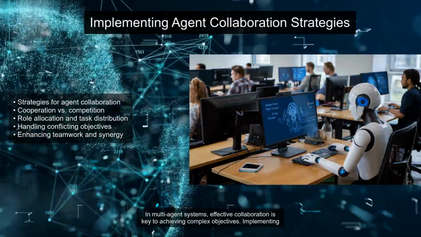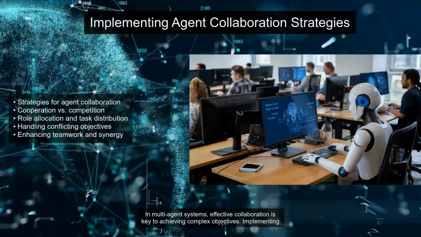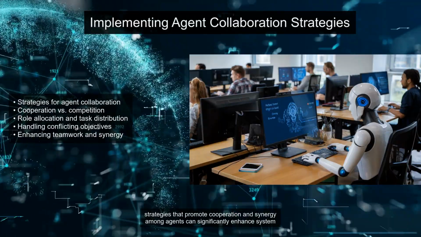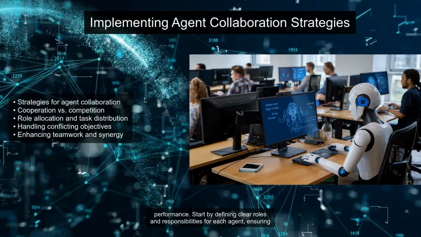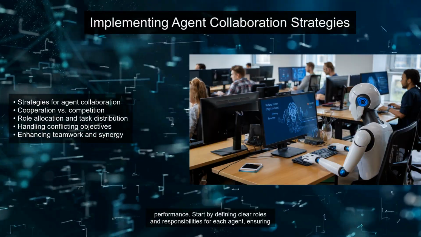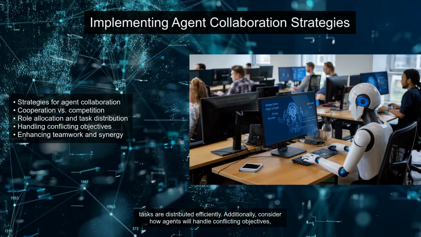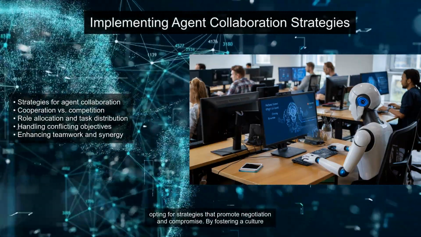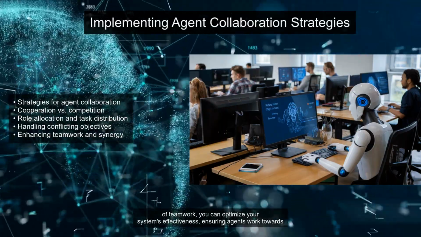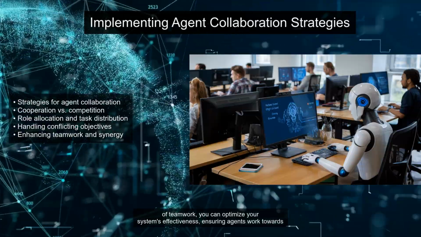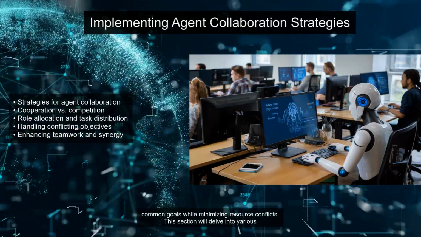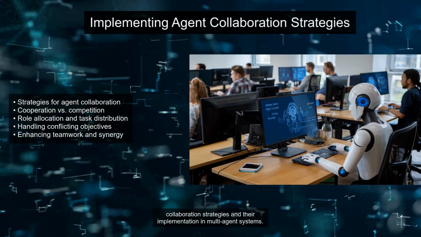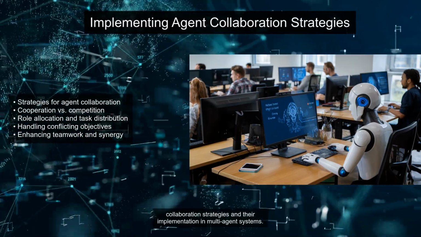In multi-agent systems, effective collaboration is key to achieving complex objectives. Implementing strategies that promote cooperation and synergy among agents can significantly enhance system performance. Start by defining clear roles and responsibilities for each agent, ensuring tasks are distributed efficiently. Additionally, consider how agents will handle conflicting objectives, opting for strategies that promote negotiation and compromise. By fostering a culture of teamwork, you can optimize your system's effectiveness, ensuring agents work towards common goals while minimizing resource conflicts. This section will delve into various collaboration strategies and their implementation in multi-agent systems.